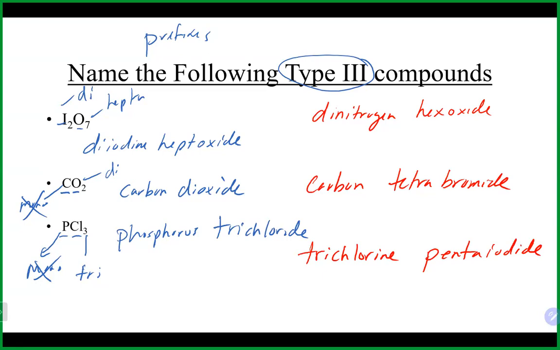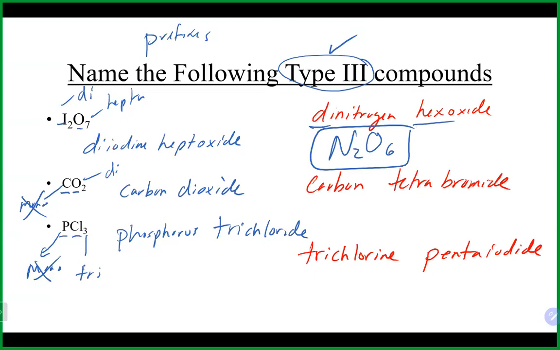Probably the simplest of all naming, again, is on the right there, but people sometimes do screw it up. When I see this, I see a prefix, I know it's type 3. All I have to do is pretty much write what it says. So di is 2, nitrogen is N, hexa is 6, oxide is oxygen. So we got a little something like that, and we are done.